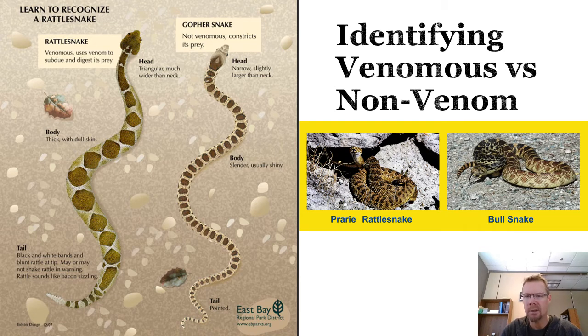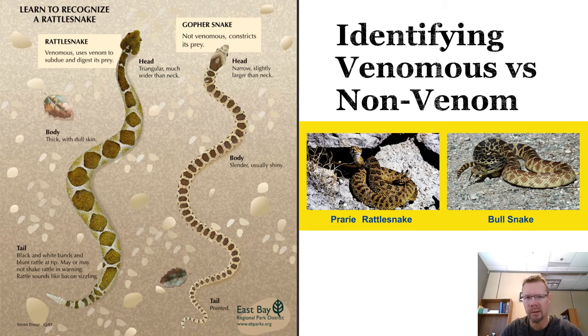But they should not be confused with something you could see in your backyard this spring or summer, and that is the bull snake or the gopher snake. Very similar, as you can see in the picture to the left. The pattern of the snake and the striping is very similar. So what's the distinction? How are you going to know the difference?